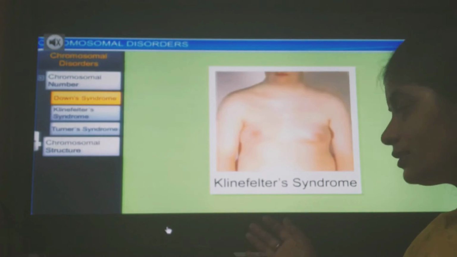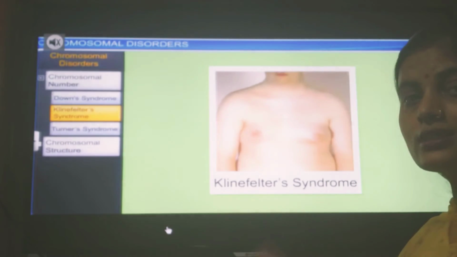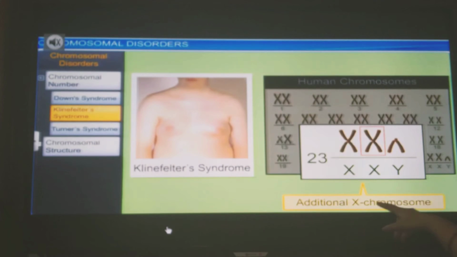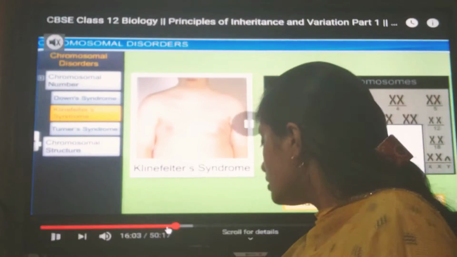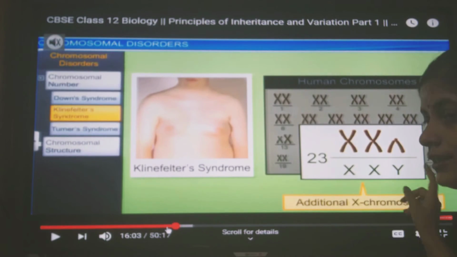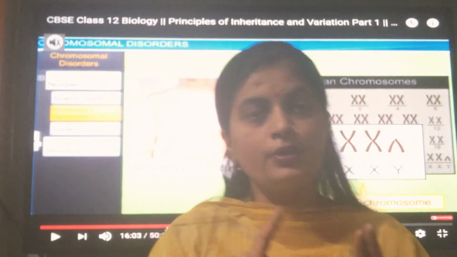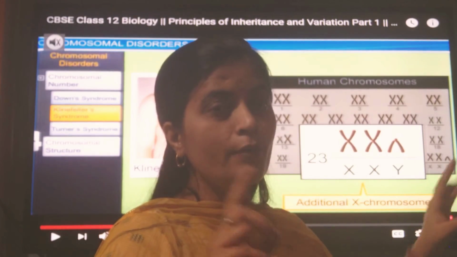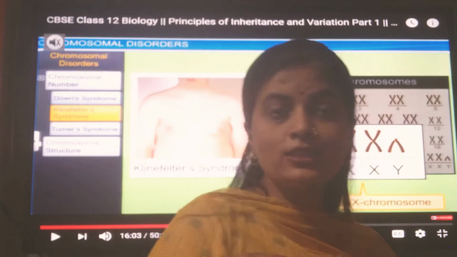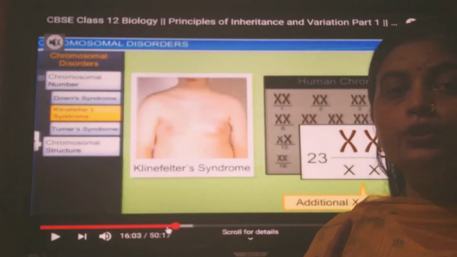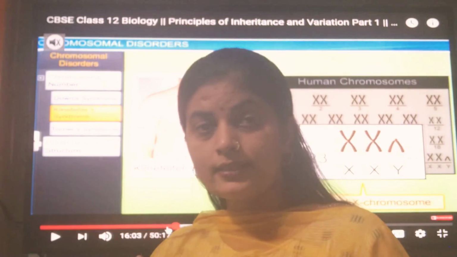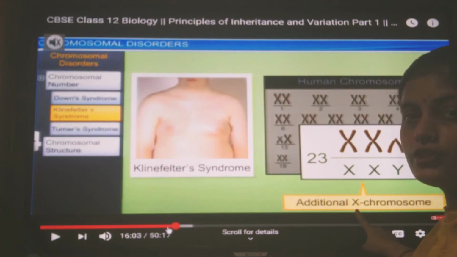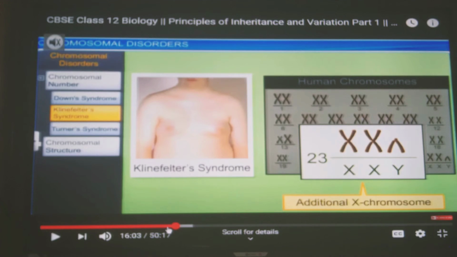Then the second disorder discussed in our book is Klinefelter's syndrome. What happens here? An additional X chromosome. This again you have to keep in your mind. That means one extra copy. Suppose it is XY, it should be male, but one extra copy of X has reached there, and that's going to make it XXY. That means an additional X is going to get added there.